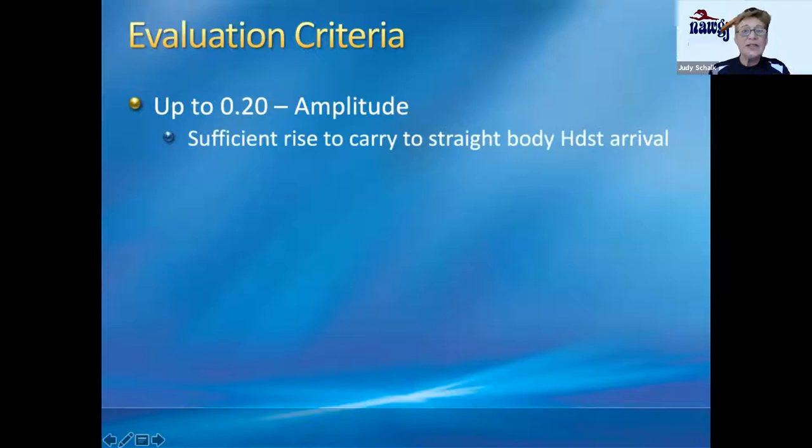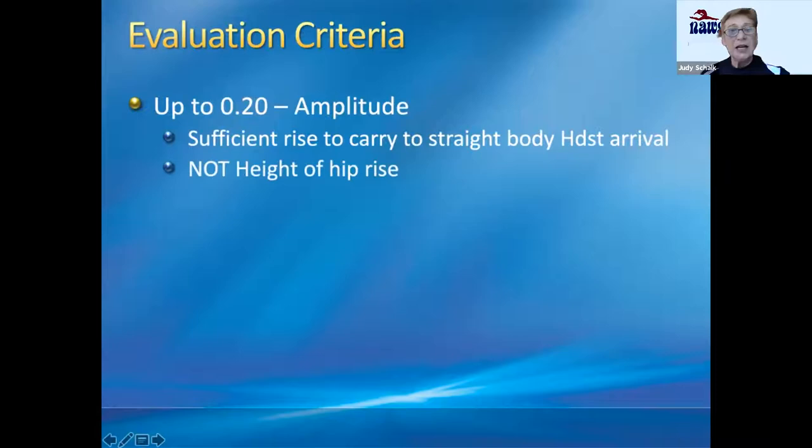But let's establish what we actually are expecting. We want a sufficient rise to carry her to a straight body handstand upon arrival. It is conceivable that she could get a giant shoot up and rise and then a vertical drop into the handstand. This is a possibility, but it's very rare and I don't expect it. Just having sufficient distance between the hands and the hips is all I'm really expecting to make it into a straight handstand upon arrival.